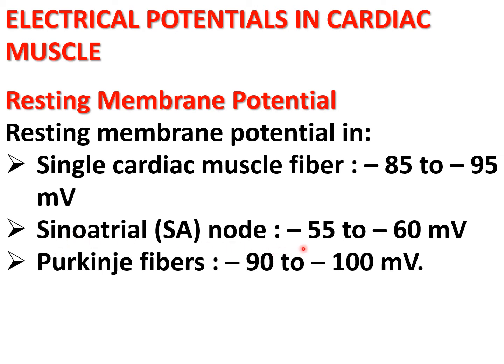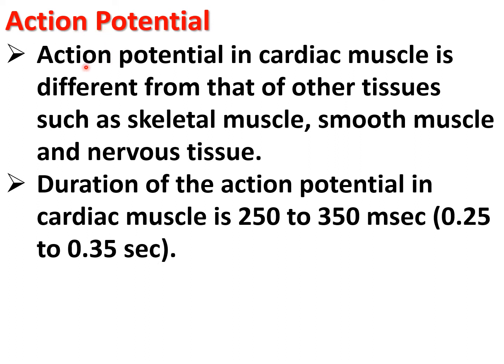node it is about minus 55 to minus 60 millivolt, and that is known as pacemaker potential. And in Purkinje fibers it is about minus 90 to minus 100 millivolt. So action potential. Action potential in the cardiac muscle is different from that of other tissues such as skeletal muscle, smooth muscle and nervous tissue. Duration of the action potential in cardiac muscle is about 250 to 350 millisecond or 0.25 to 0.35 second.